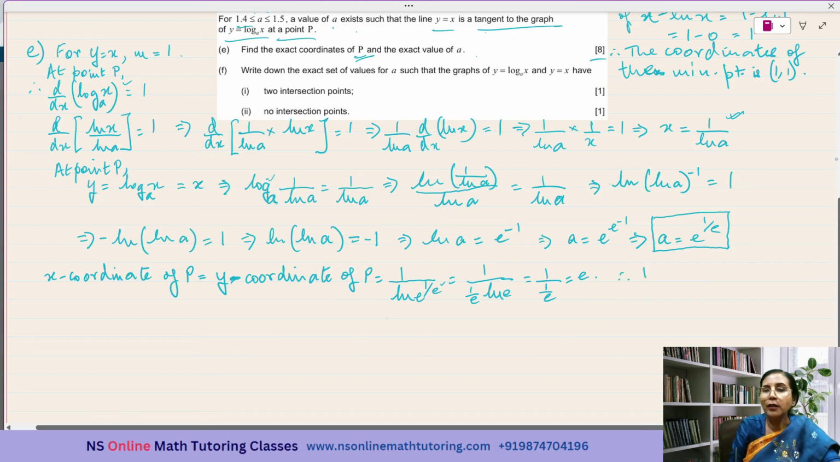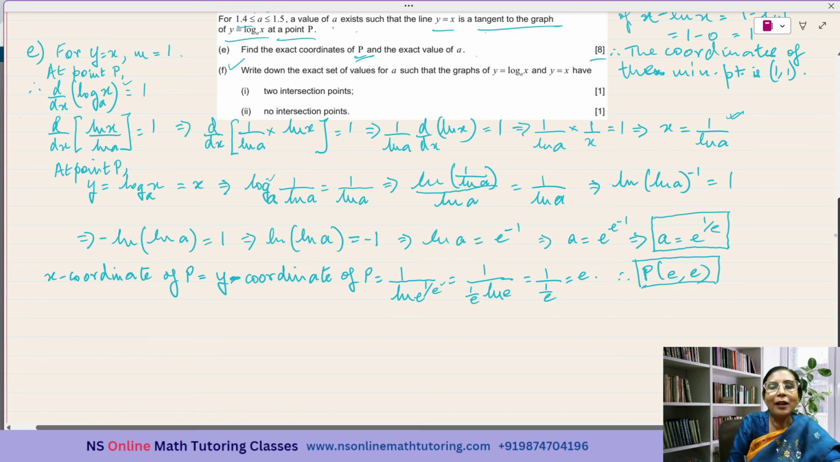I'm writing it over here. I'm not having much space below, and I have to answer this part f. So I'm writing the answer over here. P is having the x coordinate as e and the y coordinate as e. So this is the answer for the subpart E.